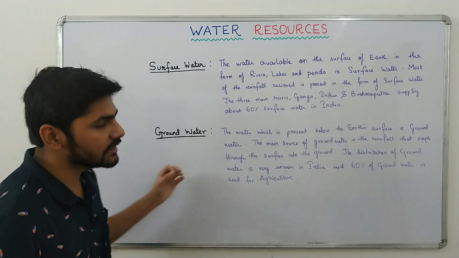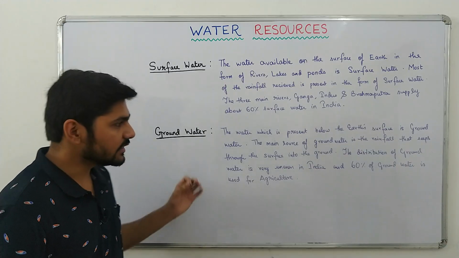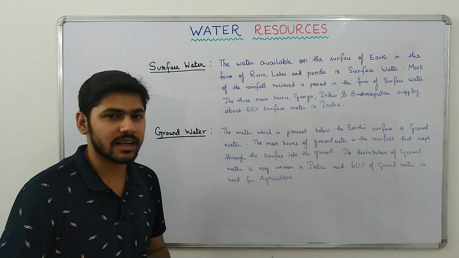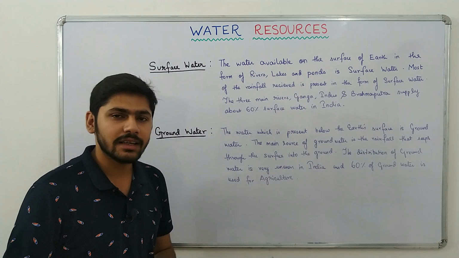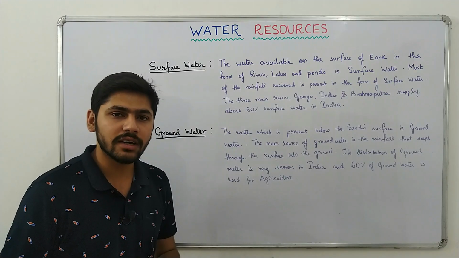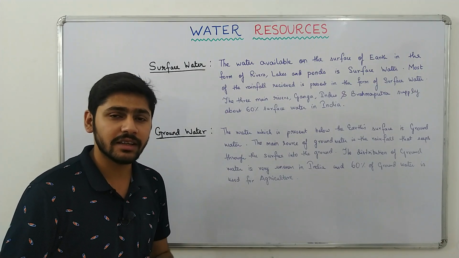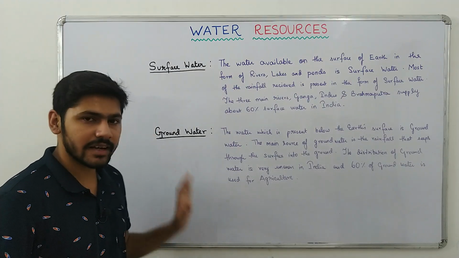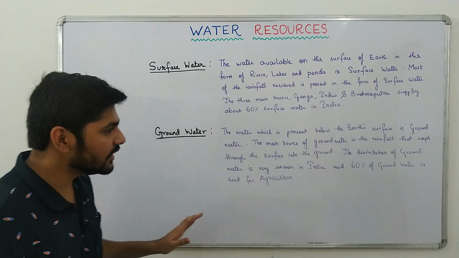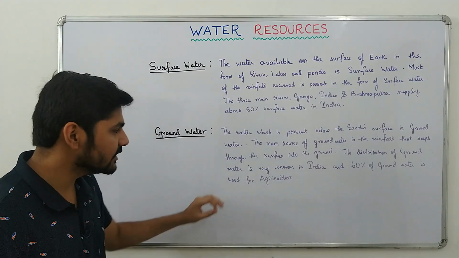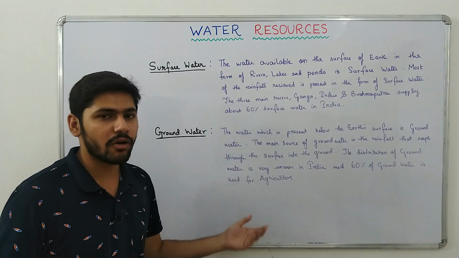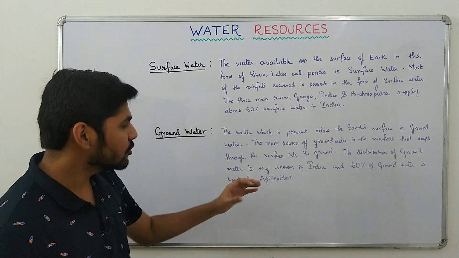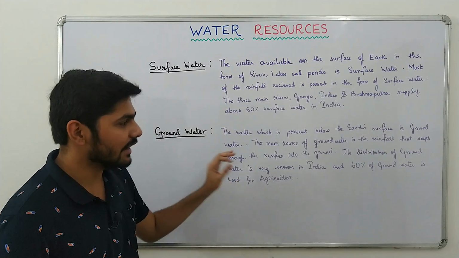Now groundwater is very important in India. What is groundwater? The water which is present beneath the earth's surface is groundwater. Now what happens is rainfall occurs, and that rainwater seeps through the surface of earth into the ground, hence forming groundwater. Now groundwater is very important, as it is stated over here that 60% of groundwater is used for agriculture, and we know for agriculture water is the most important thing. But the distribution of groundwater is very uneven in India.